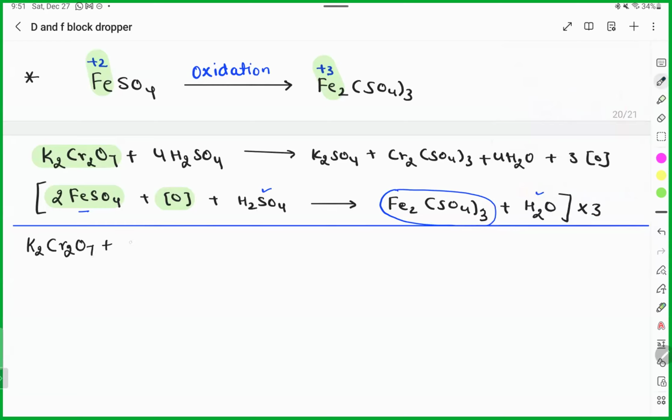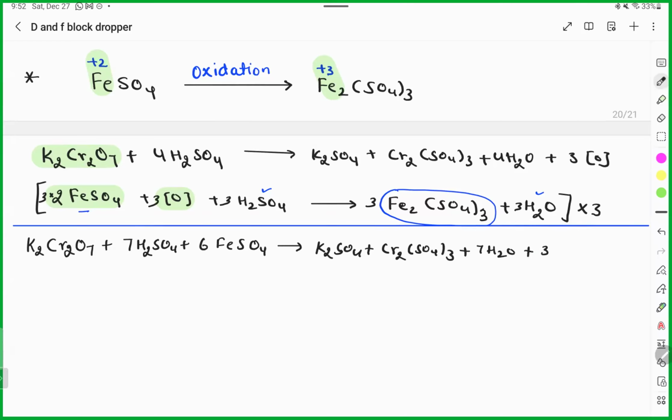No, sir. Yes, because you are multiplying with this, so 3 H2SO4 below, and like this it will be 7 H2SO4. 6 FeSO4 react with this and form K2SO4 plus Cr2(SO4)3 plus 7H2O plus 3Fe2(SO4)3.